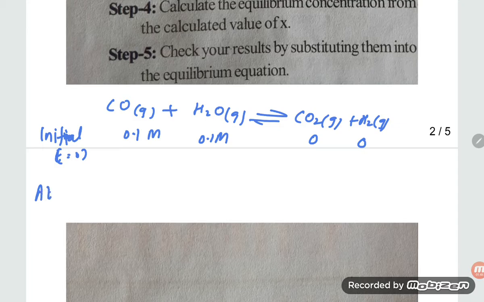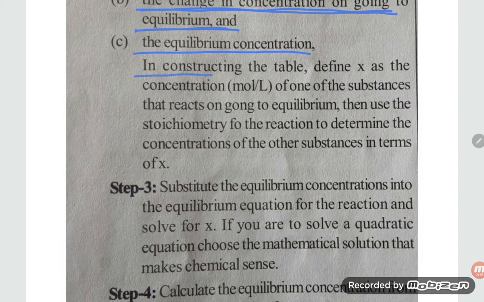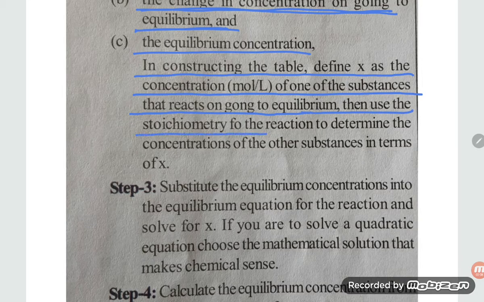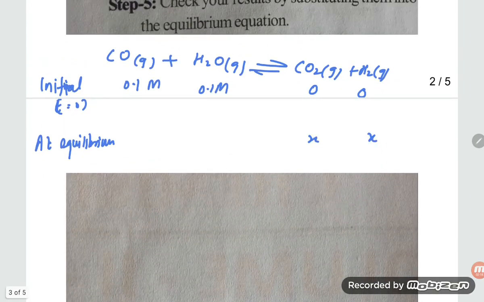Now they are asking about equilibrium, the change in concentration going on at equilibrium. In constructing the table, define X as the concentration in moles per liter of one of the substances that reacts going to equilibrium. Then use the stoichiometry of the reaction to determine the concentrations of the other substances in terms of X. So suppose this is X and this is also X. Here it is 0.1 minus X and this is also 0.1 minus X.